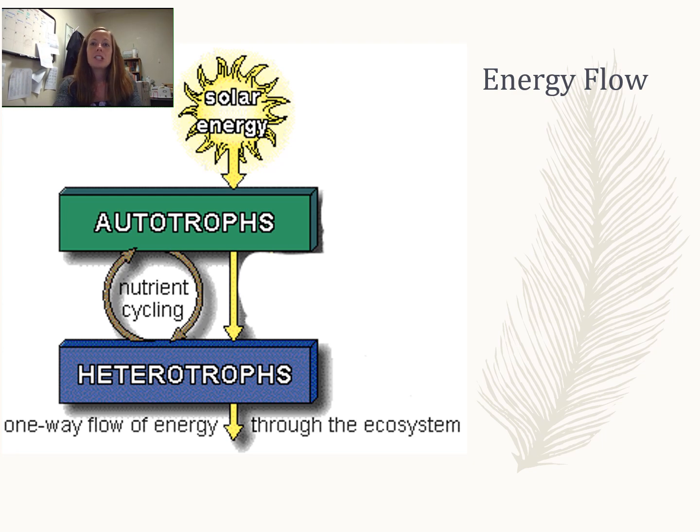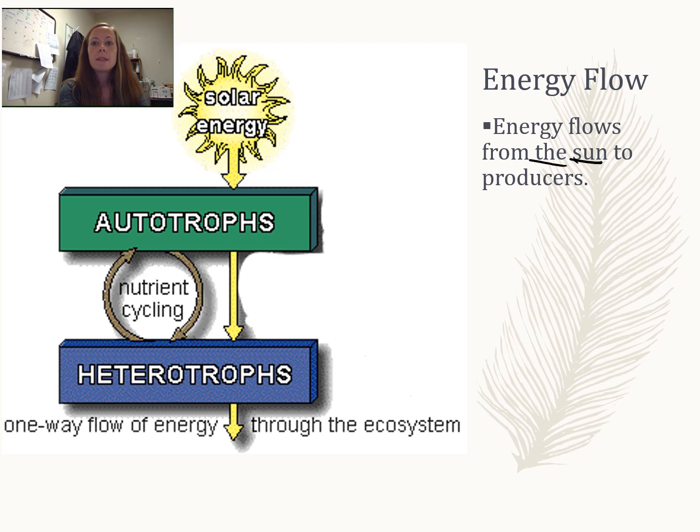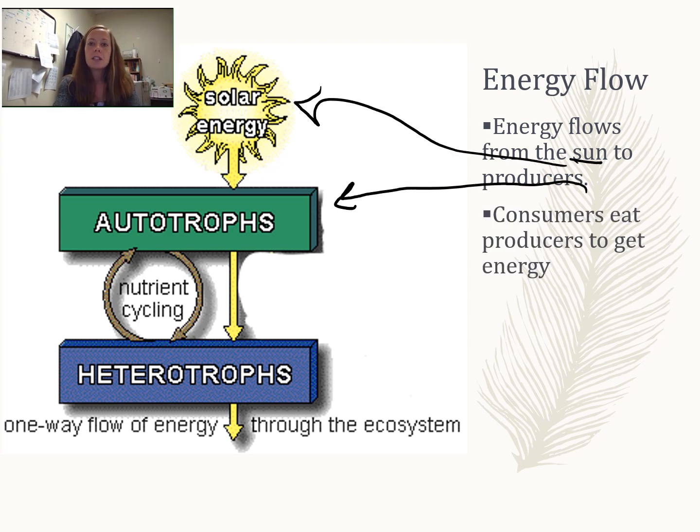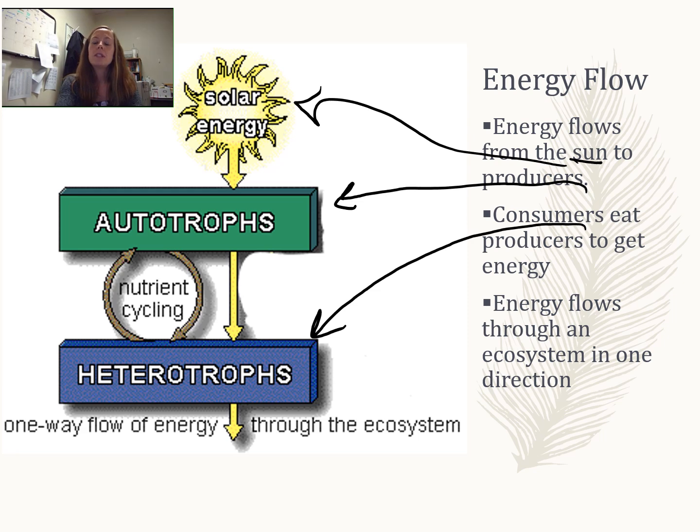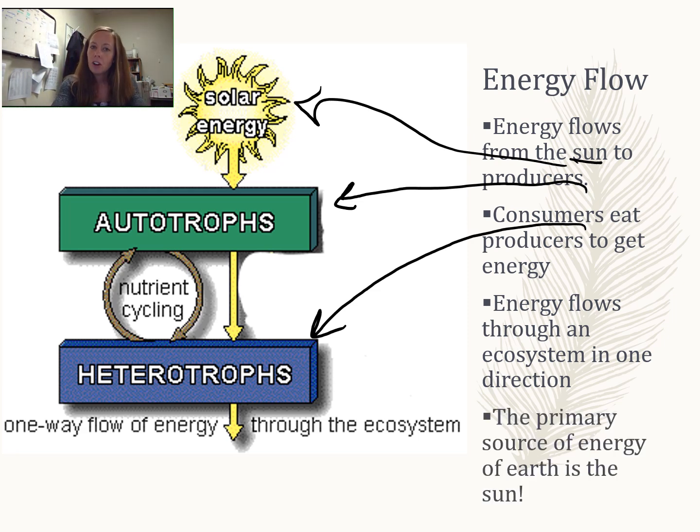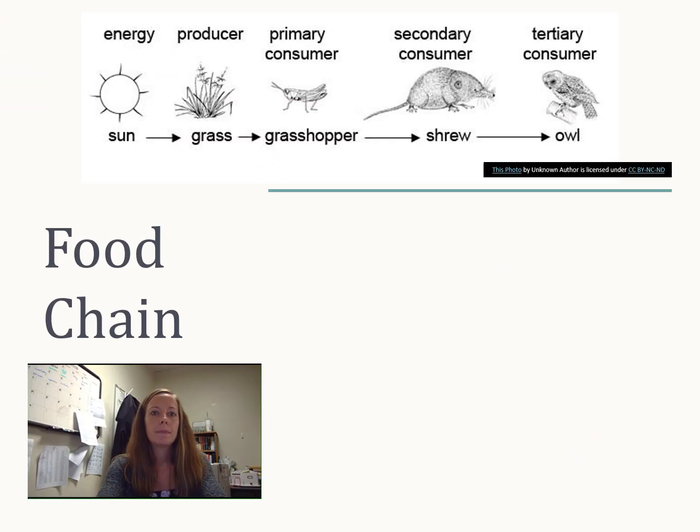To start this, we need to look at the energy flow. So energy flows from the sun. So from the sun, we start here. We go to producers, who are autotrophs. Then producers get eaten by consumers, who are heterotrophs. All right, energy flows in one direction. We're always going to go from the sun down. And all the energy on Earth comes from the sun. We need that to stay alive because we need plants to live.